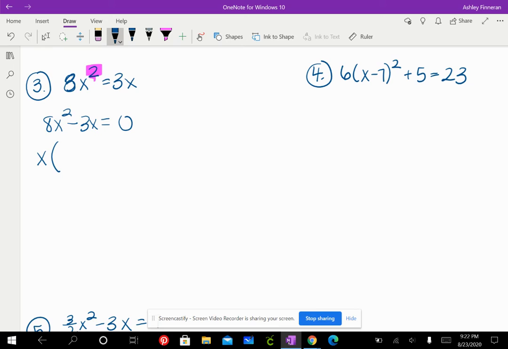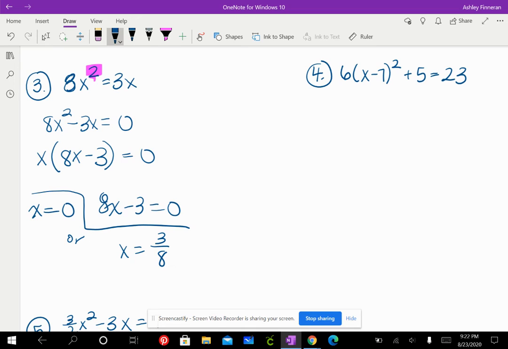They both have an x. So we are undistributing an x from both terms. And then set both factors equal to 0 and then solve. And there are our 2 solutions.